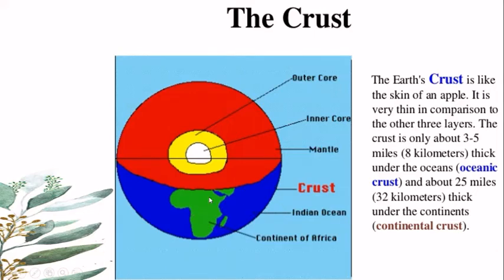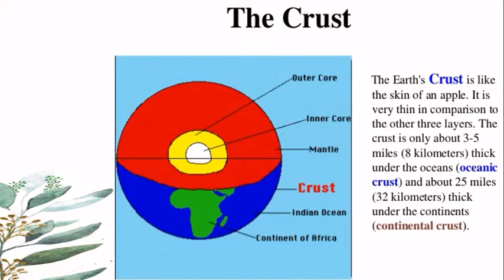Follow, here is the continent of Africa, and this blue color indicates the Indian Ocean. So here the earth crust is like the skin of an apple, and it is very thin in comparison to the other layers. The crust is only about 3 to 5 miles or 8 kilometers thick under the ocean, which is known as the oceanic crust, and about 25 miles or approximately 32 kilometers thick under the continent, that is the continental crust.